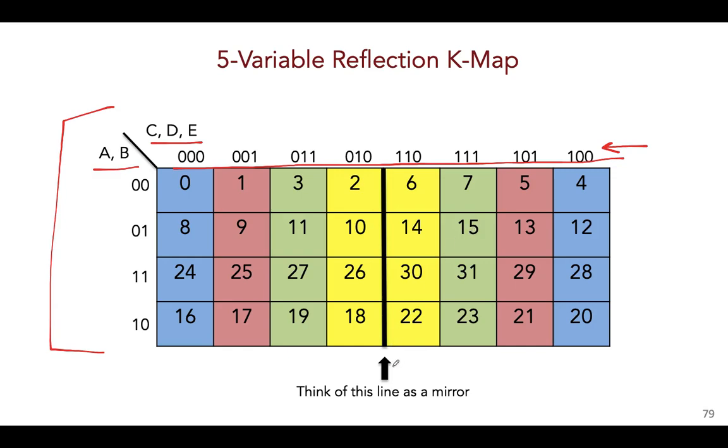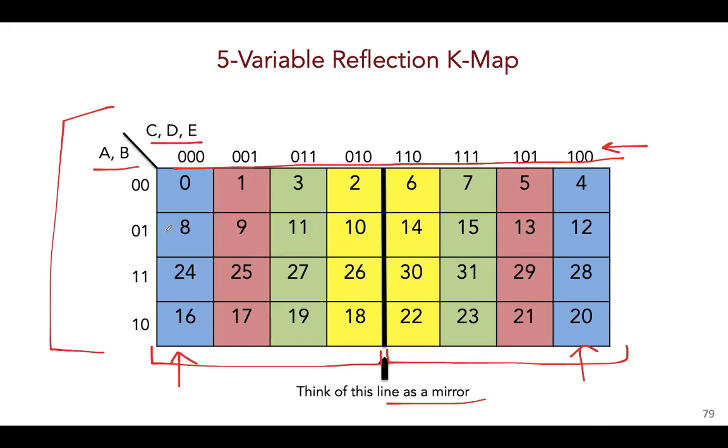The reason for that is you have to think of this dividing line, this one in the middle, as a mirror. All right, think of this as a mirror, which means that these 2 halves of the 5-variable reflection K-map are essentially mirror images of each other, which is why I've chosen to give different columns different colors, right? That's to make it easier for you to see which column is a mirror image of which column, which basically means which cell is supposed to be adjacent to which cell. Alright, so these 2 blue columns are mirror images of one another.